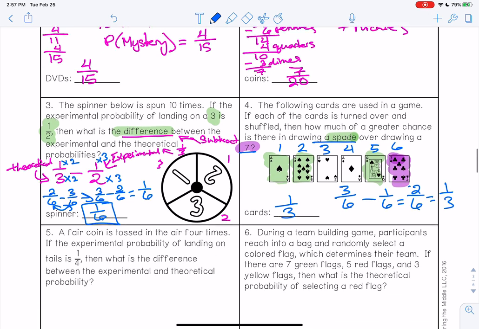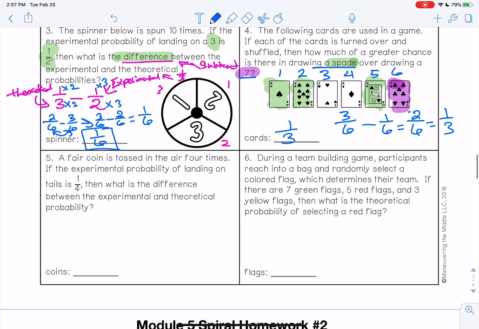All right, number 5. A fair coin is tossed in the air 4 times. A fair coin, okay, this means that it has a heads on one side and tails on the other. There's no tricks to it. There's no heads on both sides or tails on both sides. It's heads on one side, tails on the other. It's tossed in the air 4 times.